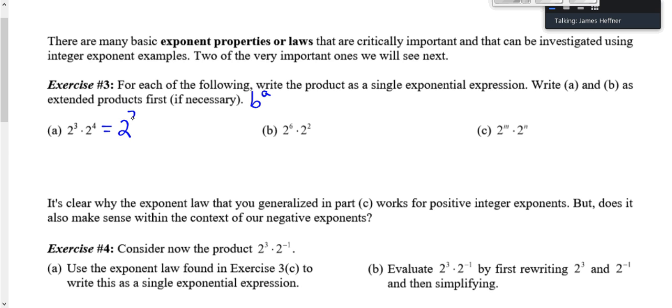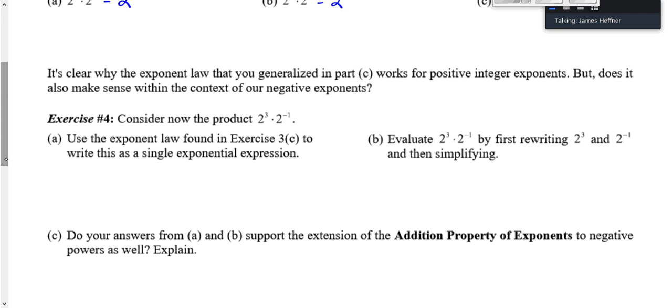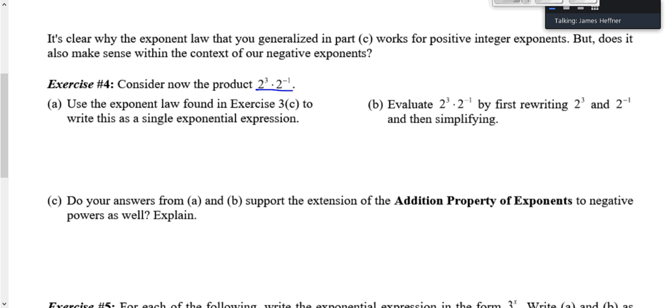And part B would be 2 to the what? 2 to the 8. And then part C would be 2 to the what? m plus n, whatever they end up being, right? Simple enough, right? Okay. So let's go down here. Now they're doing the negative integer thing, right? So in exercise 4, we have 2 to the 3rd times 2 to the negative 1. They want us to use the exponent law found in exercise 3C. I guess that was that one up there, right? As a single exponential equation.